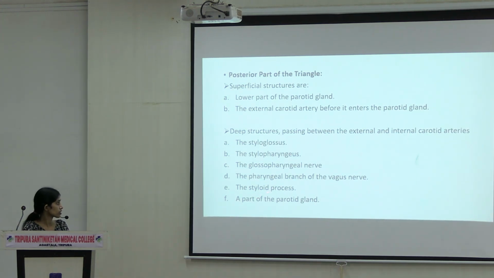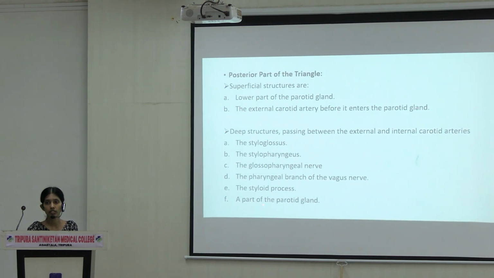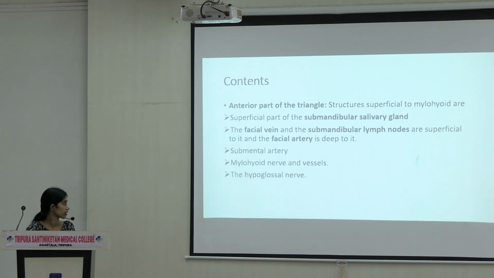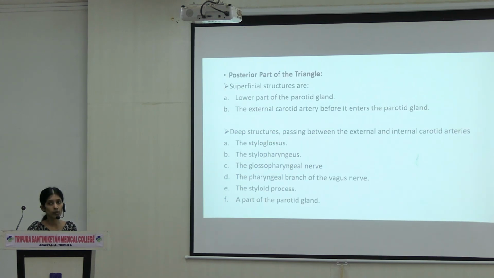The next structure is the styloid process, and we can also see part of the parotid gland in your digastric triangular region. These are the important contents present in the digastric triangle. We have anterior part and posterior part. In the posterior part, again we have two subdivisions, that is superficial structures and deep structures. These are all the contents we see in the digastric triangle.